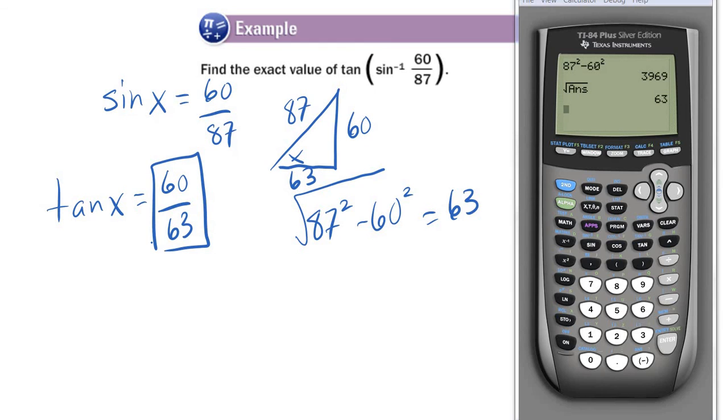And there we go. Okay, so when you run into these composition problems, I strongly encourage you to draw a triangle, and then you're in business. You're good to go.